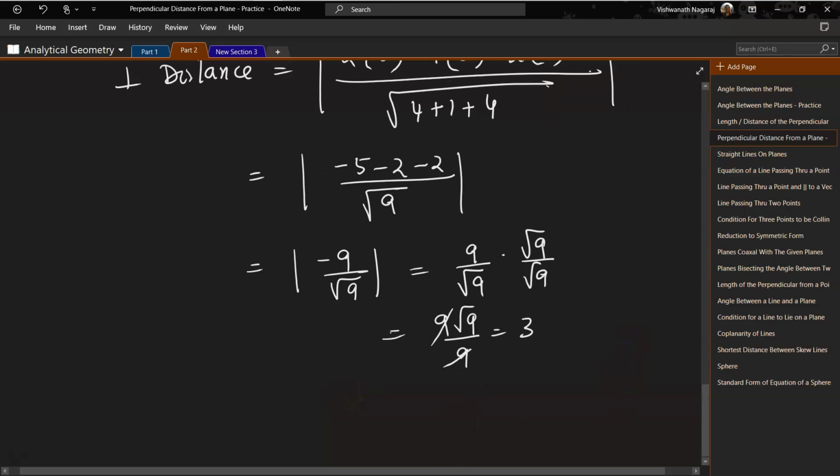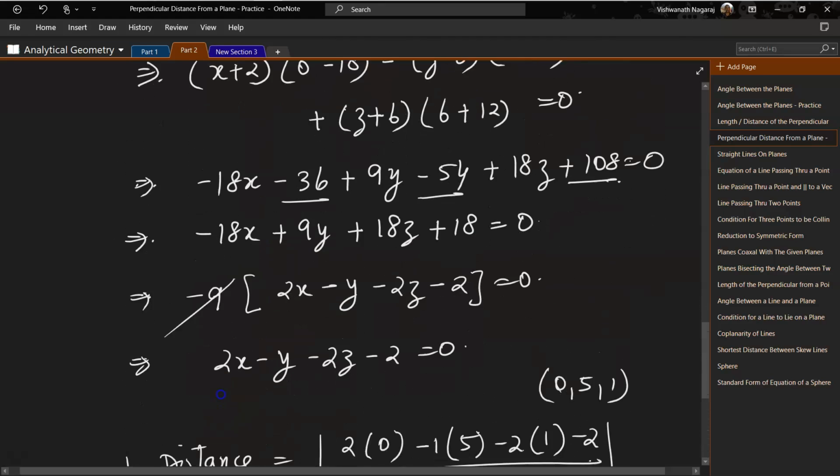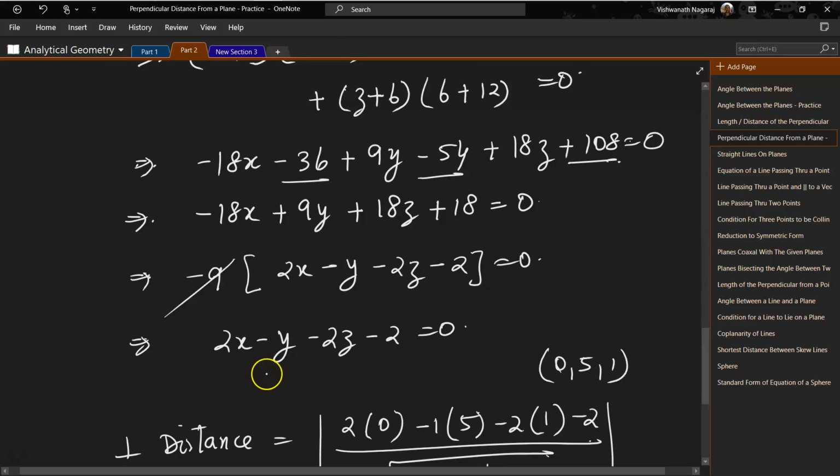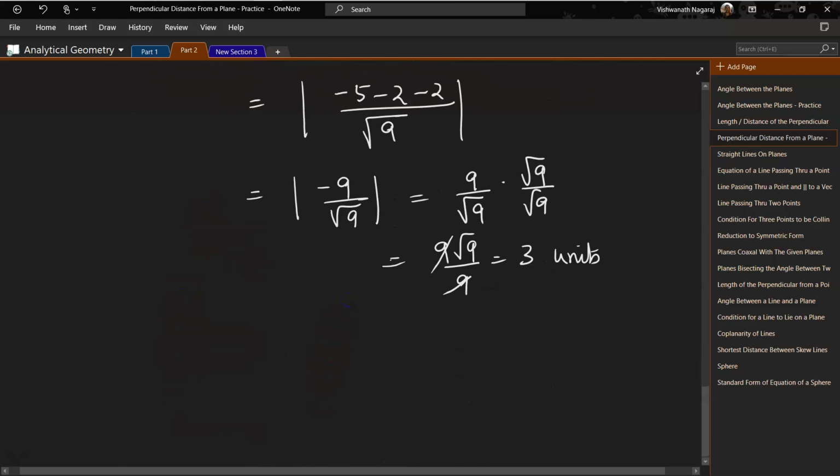Okay, so 3 units, whatever it is. So sometimes what will happen, when you're solving this type of problems, you'll forget what the question requires. The moment you arrive at this, you will say, okay, I've got the equation of the plane. But actually, you're supposed to go further. Okay, now let's look at the third problem.